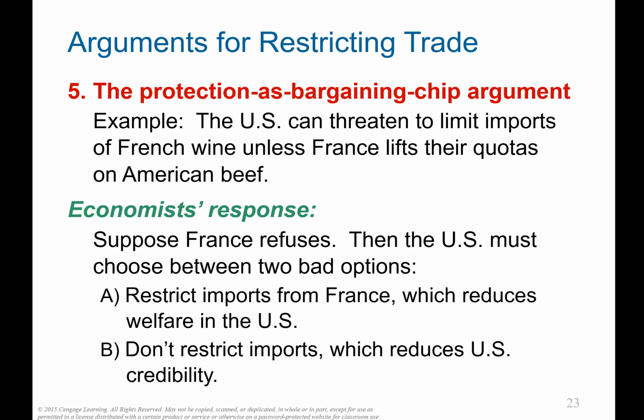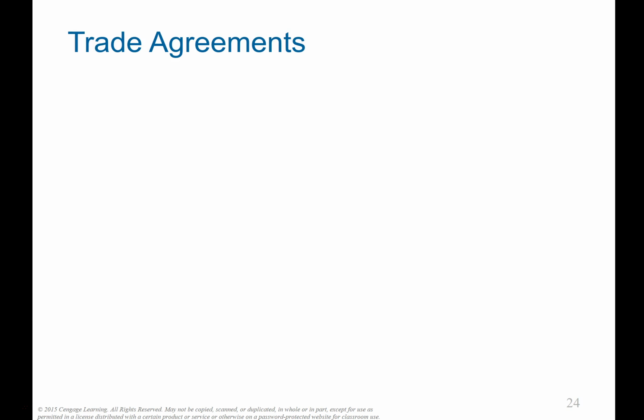And finally, the fifth argument for restricting trade is that protection can be used as a bargaining chip. For example, the U.S. could threaten to limit imports of French wine unless France does something we want them to do, which is lift their quotas on American beef. That's just an example. And the economist's response to that is, well, it can put you in a really bad situation. If France refuses to do it, then we have to choose between two bad options: either restrict the imports from France, which would make us worse off, or don't restrict the imports from France, which makes us look pretty flaky, like we don't mean what we say.